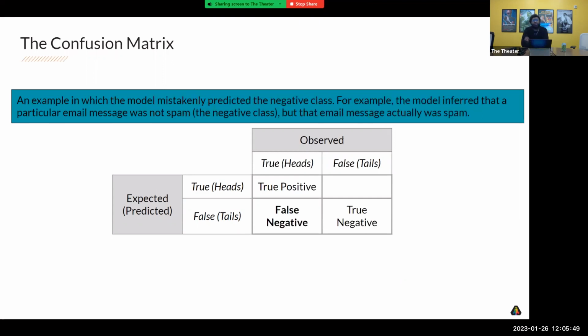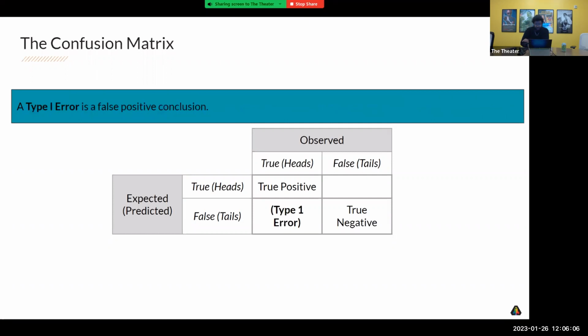Now, this is where it starts to get a little dicey. If we predict that it's false, but it was actually true, then what we have here is a false negative, right? And it makes sense because of kind of what we're looking at here. It was negative and we predicted false. You'll also hear this called a type 1 error.